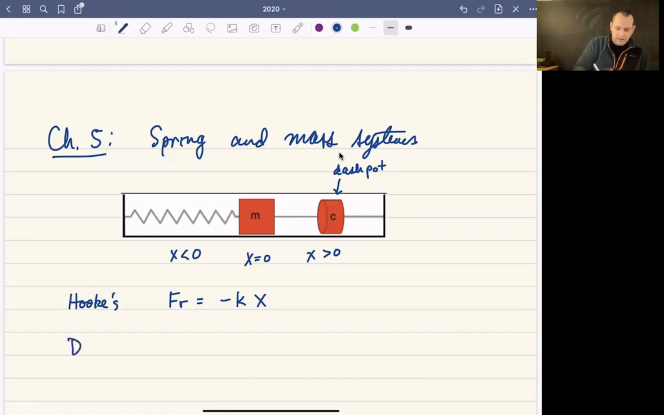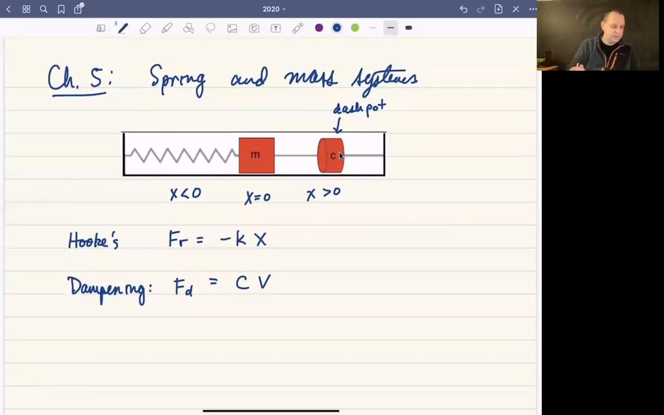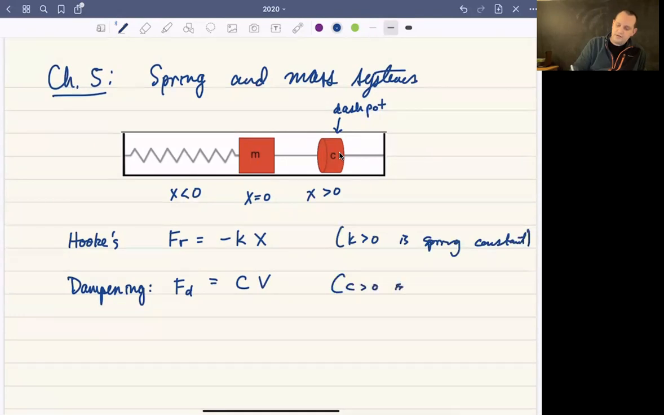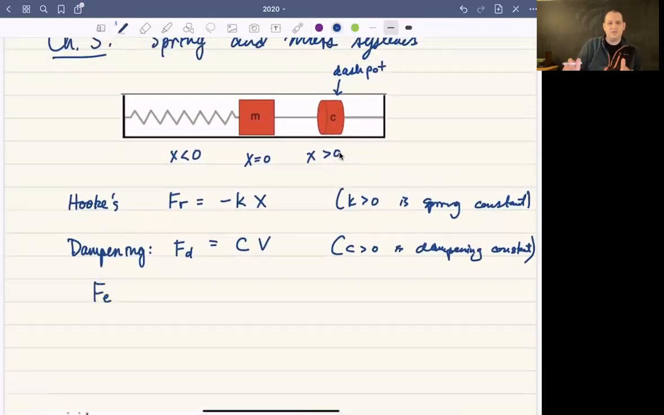You can also assume that the dash pot, the dampener, has a force, which I'm going to call F sub D for dampening. We're going to assume that it's proportional to the velocity. So the force acted on by the dash pot is proportional to the velocity at which the mass is moving. Here, k is positive; k is the spring constant. c is positive; c is called the dampening constant. And let F sub E be any external force whatsoever, anything that we haven't quite considered yet.